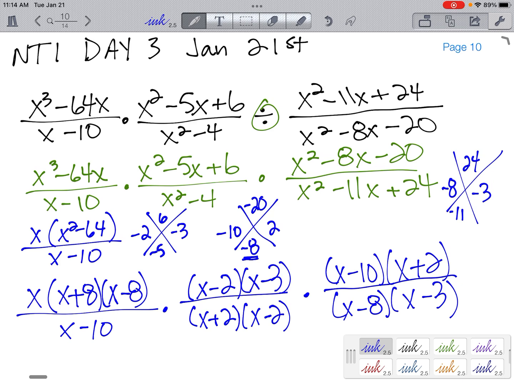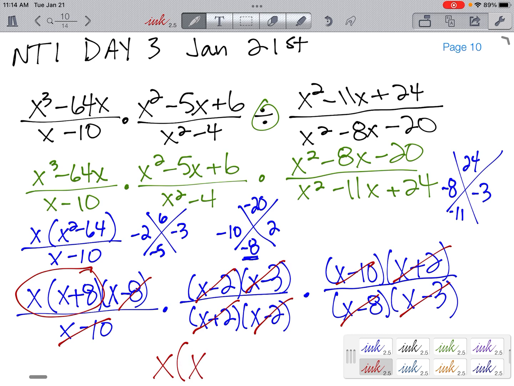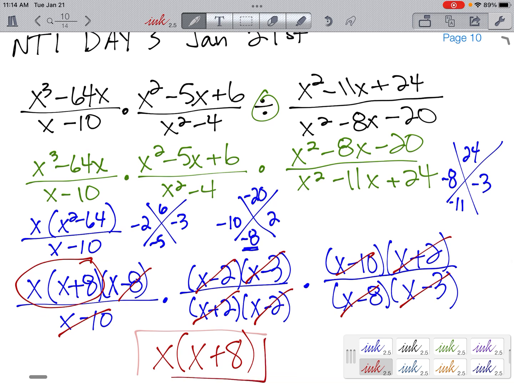All right, so now once we have everything factored out, it's looking for what can cancel. We can cancel our x minus 10s, our x minus 8s, our x minus 2s, our x minus 3, and then our x plus 2. So the only thing we have left is in the first fraction in the numerator: an x and an x plus 8. So this is our solution for our first example.